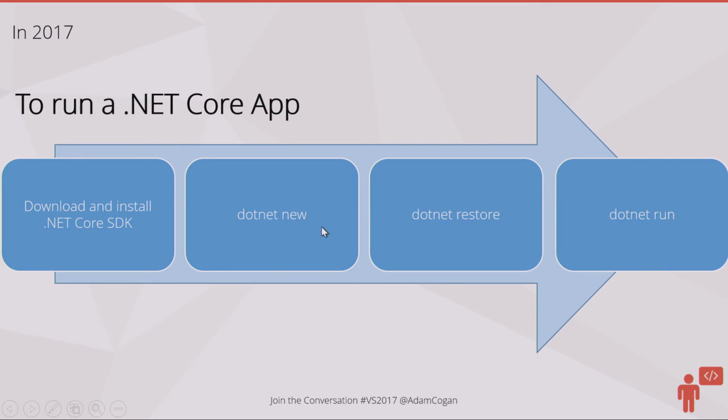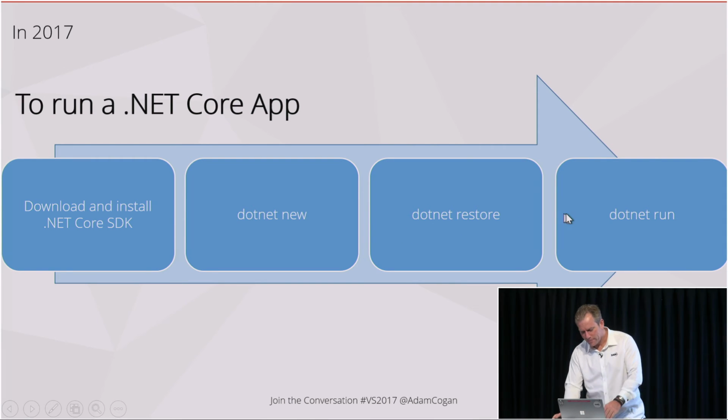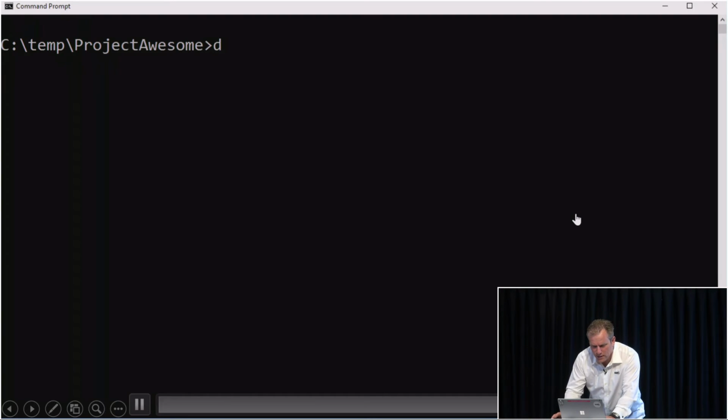Moving forward, this is how we run a .NET Core app now. We go .NET New, .NET Restore, and .NET Run. So that looks pretty simple, isn't it? So let's go ahead here, .NET New.